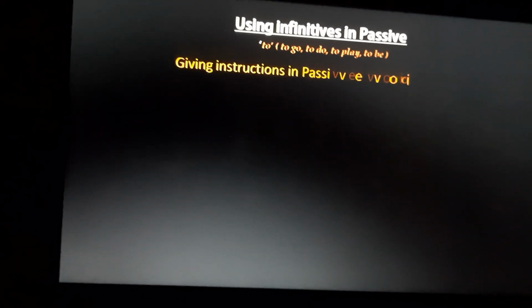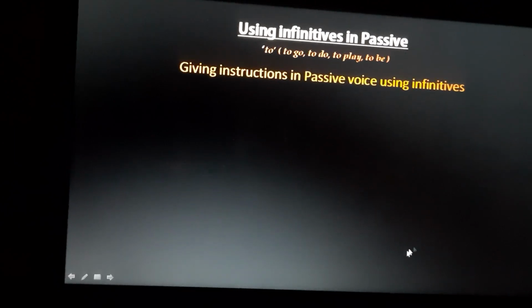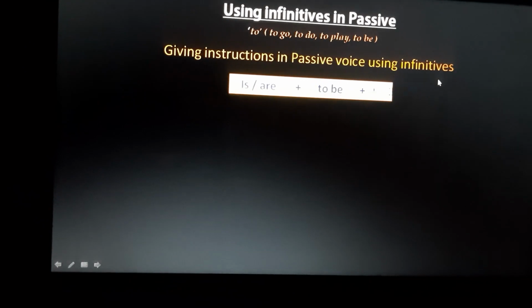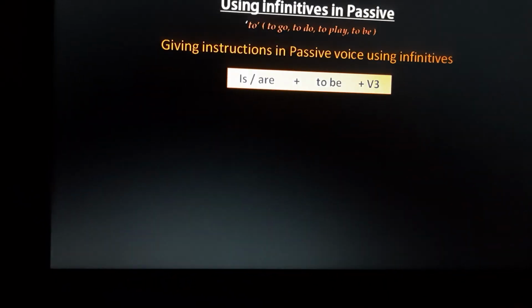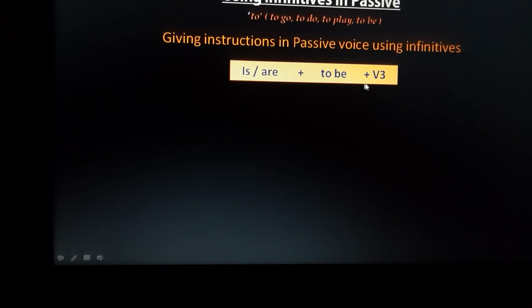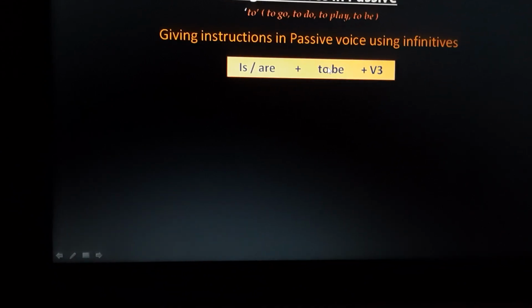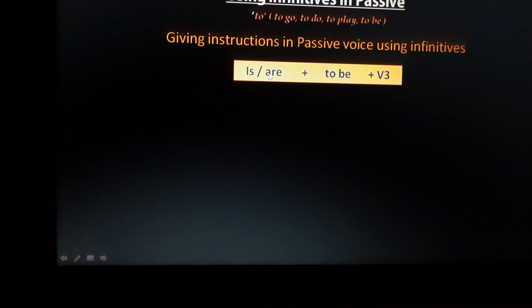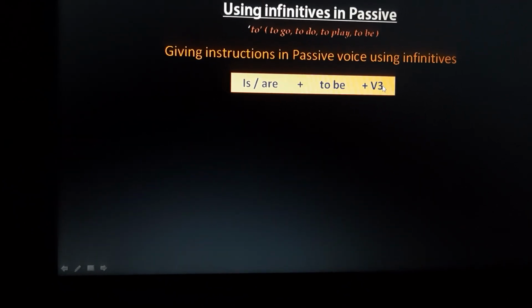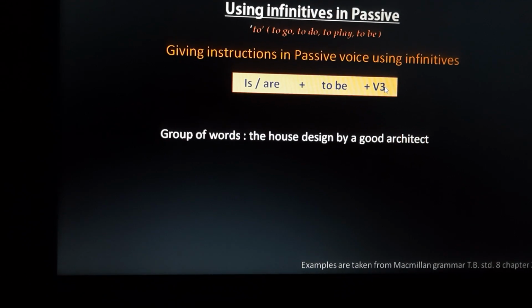Now let us see how to give instructions in passive voice. Whenever giving instructions in passive voice, be sure to include this formula, this format in the sentence. Is, are plus to be plus V3. Let us see an example.